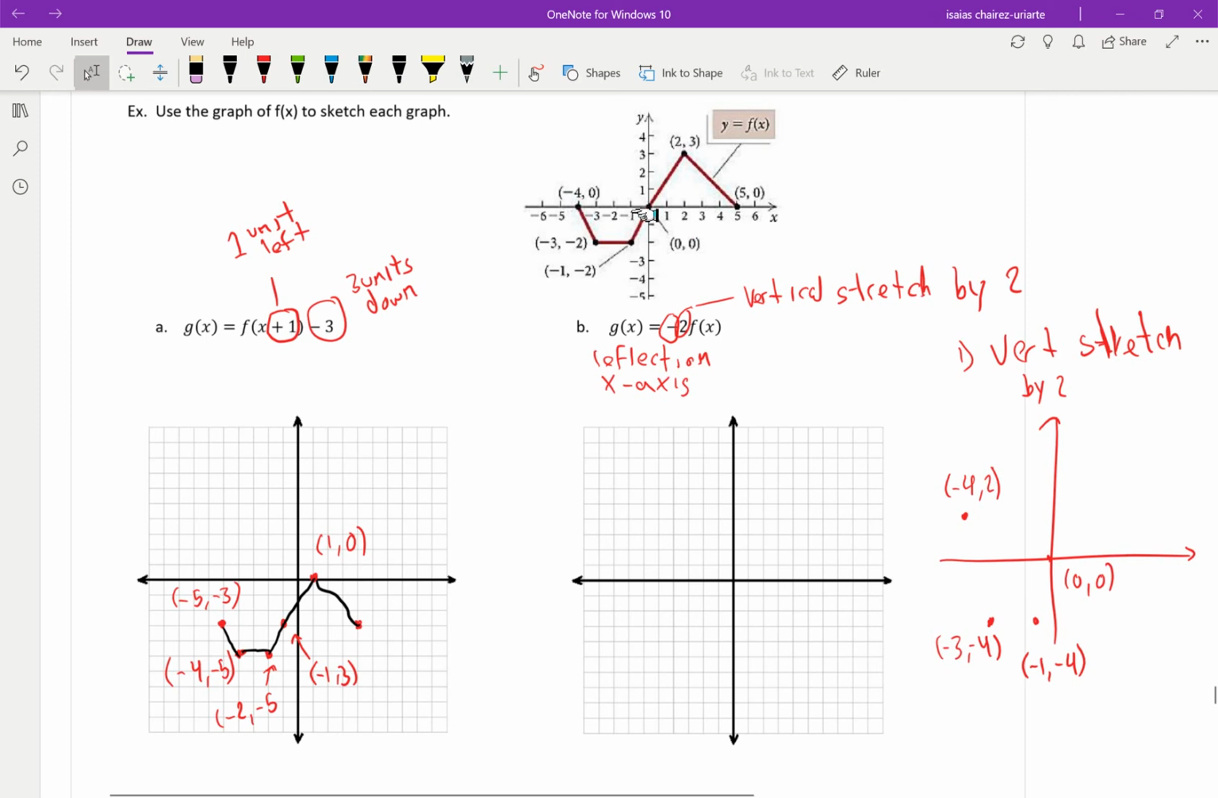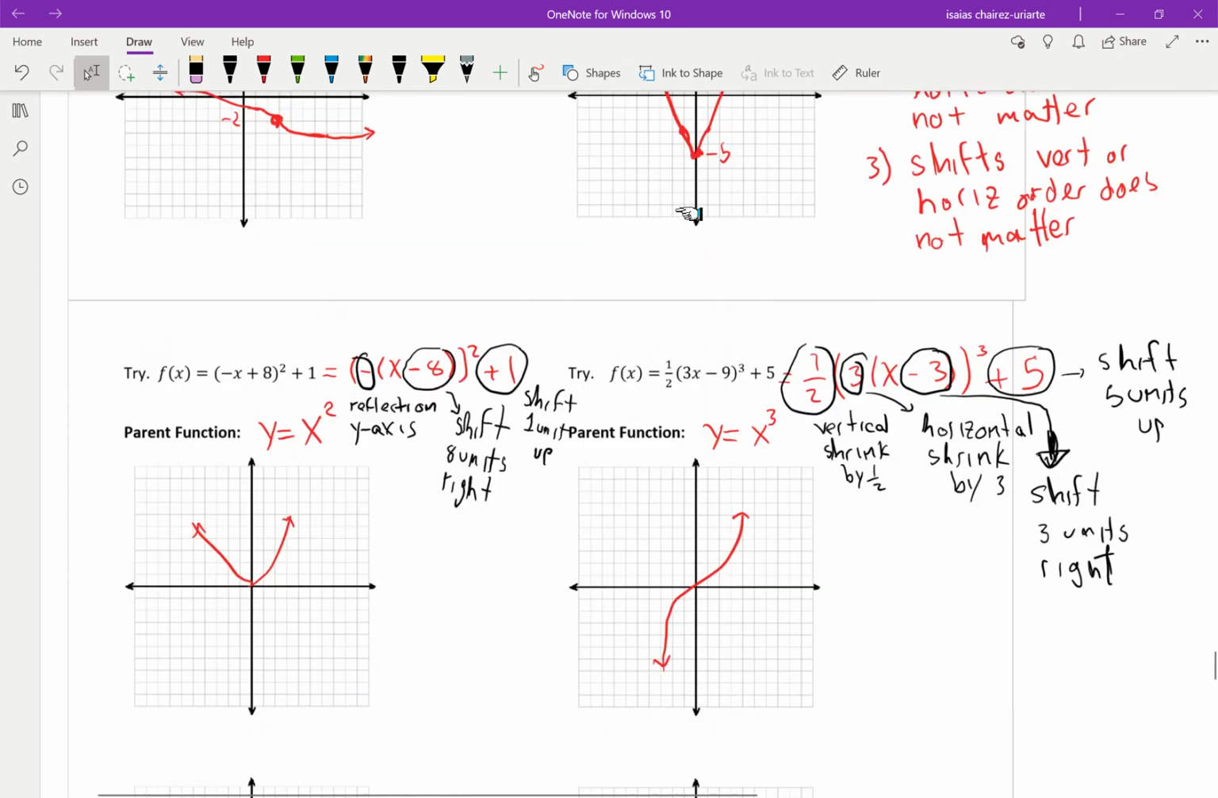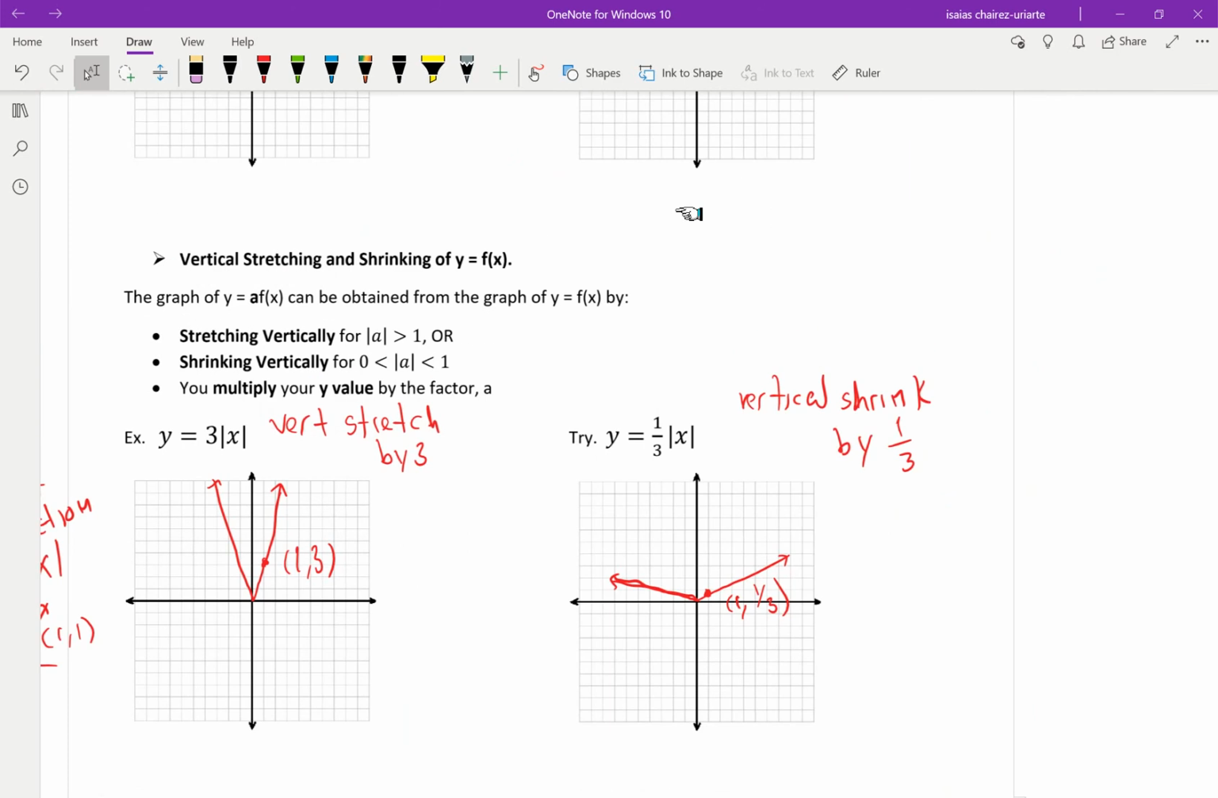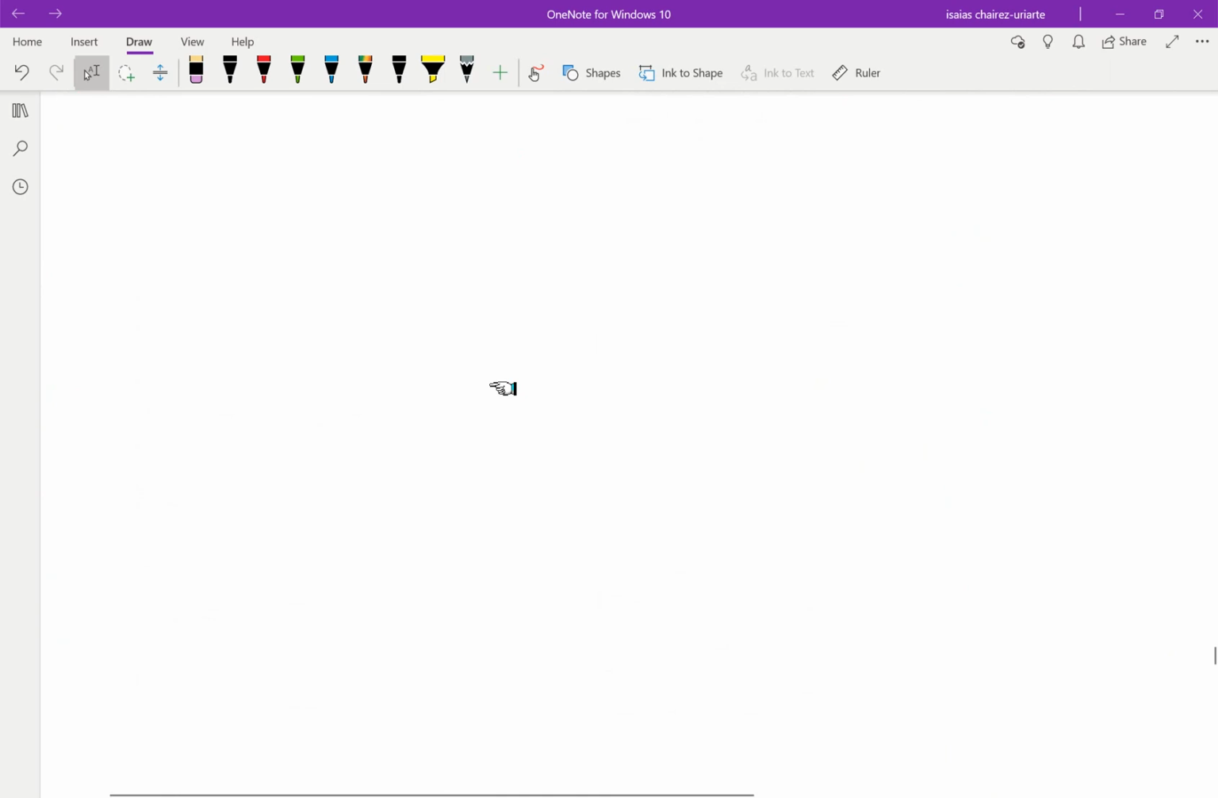Now instead of having 2 comma 3, I should have 2 comma. Let's see. Hang on. I'm making a mistake here. So a vertical stretch. Let's see. What does my vertical stretch do? You multiply your y value by the factor a. So we're supposed to just multiply our y value by the factor a. Alright. So let's go back to our example.